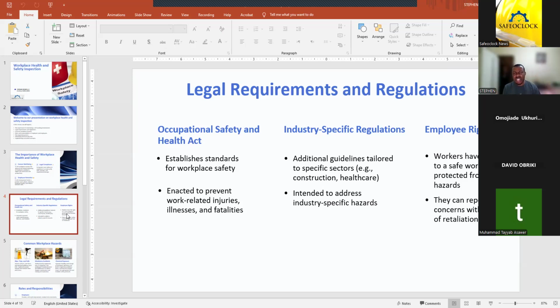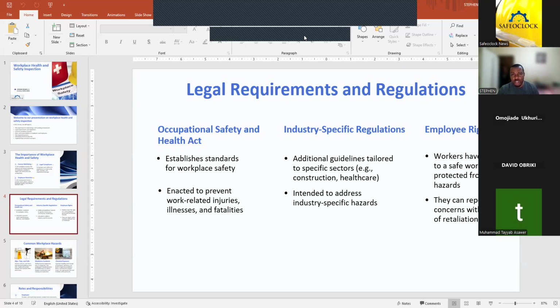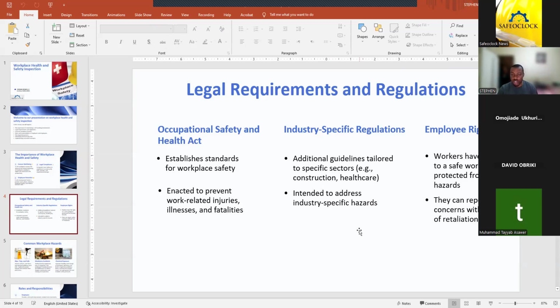So there will be a need for such industry-specific regulation, which could be quite different from the regular construction and all that. So all these sector-specific regulations are very, very important in order for us to work safely. For me, that's the important thing. All these things are guidelines for us to prevent fatality, injury, or illness within our respective sites.